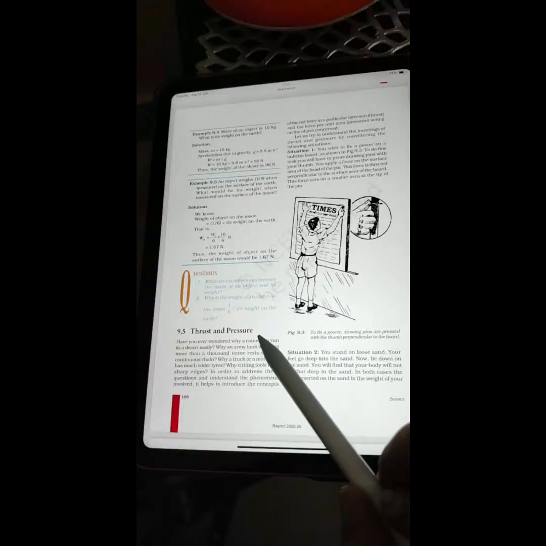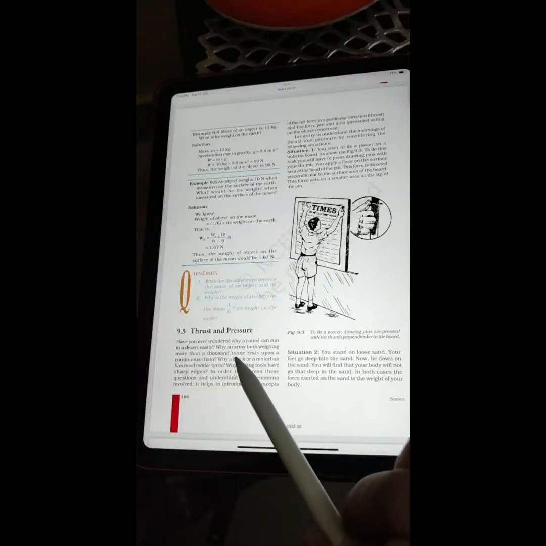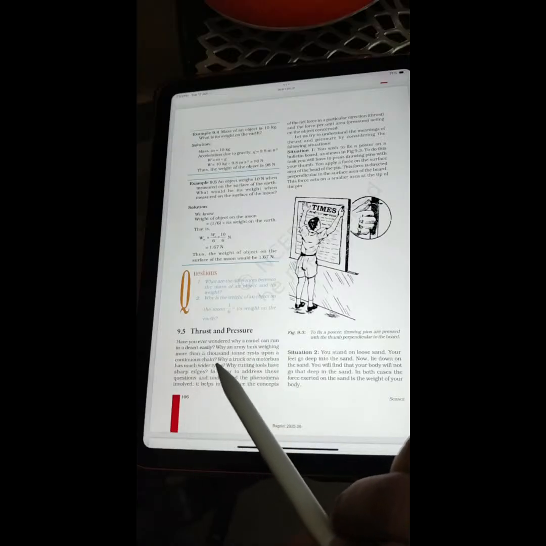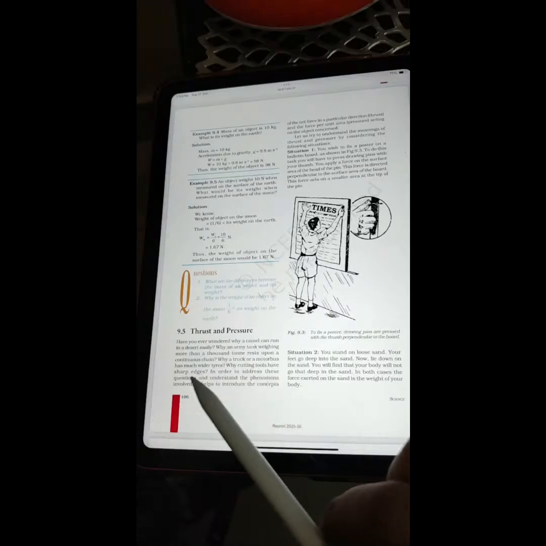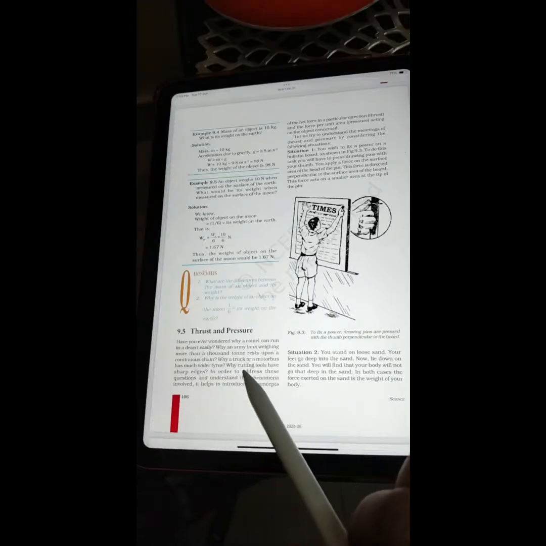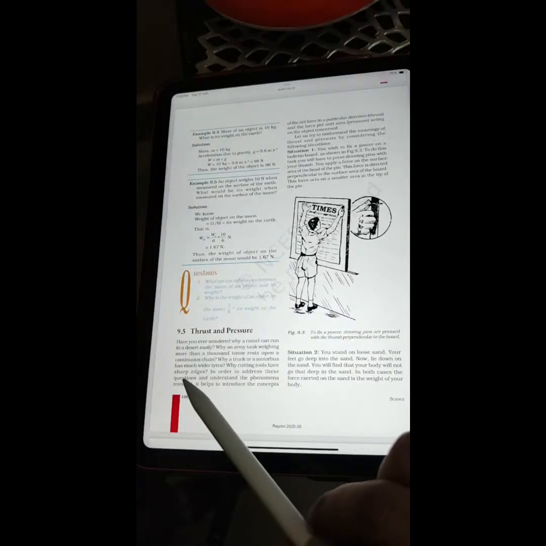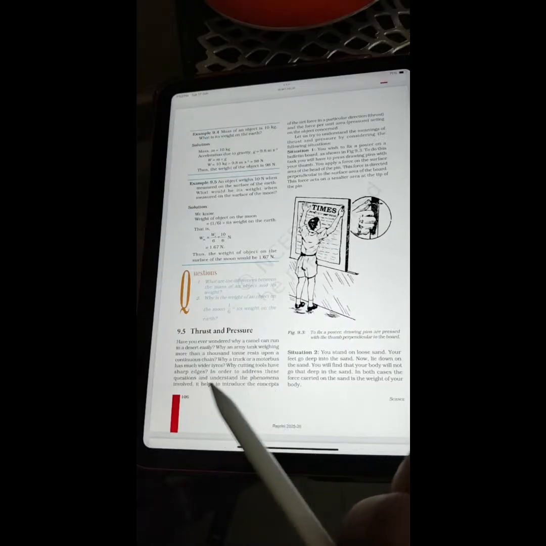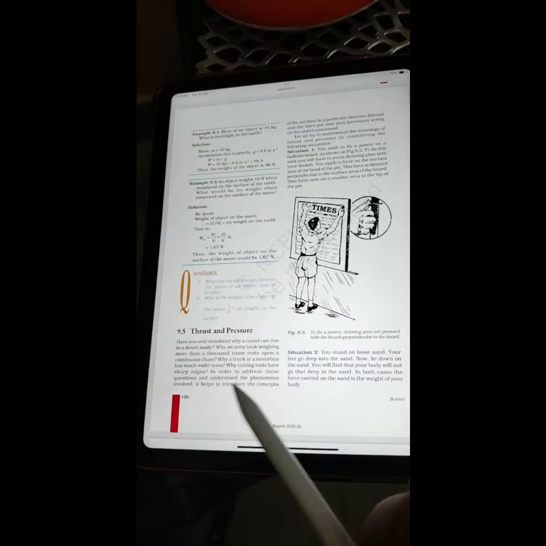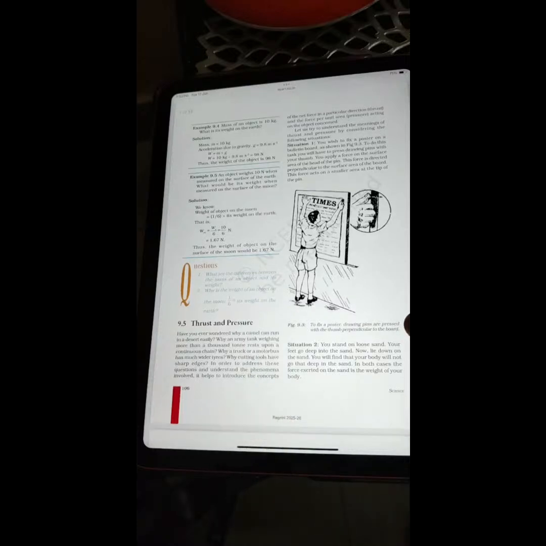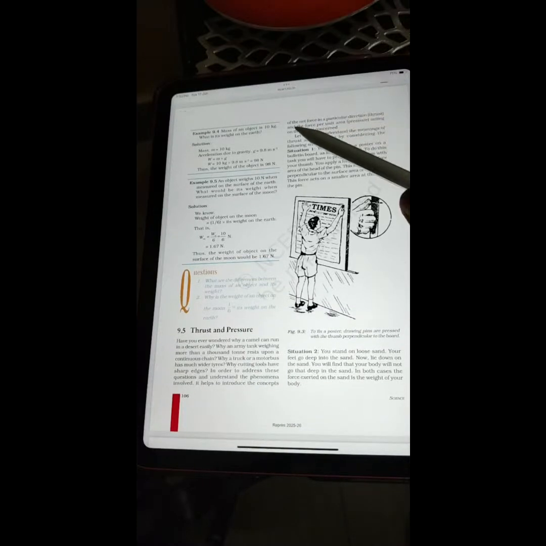9.5, Pressure. Have you ever wondered why a camel can run in a desert easily? Why does an army tank weighing more than 1,000 tons rest upon a continuous chain? Why does a truck or a motor bus have much wider tires? Why do cutting tools have sharp edges? In order to address these questions and to understand the phenomenon involved, it helps to introduce the concepts of the net force in a particular direction called thrust and the force per unit area called pressure acting on the object concerned.